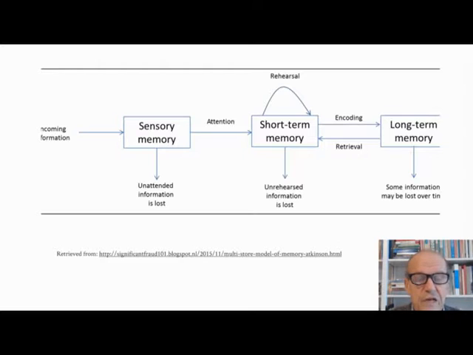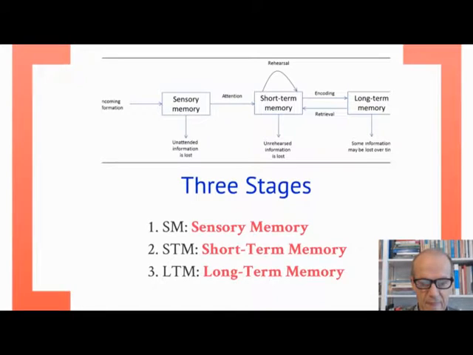Now let's first explore the system and then the processes which are also mentioned here in this picture: attention, rehearsal, encoding, and retrieval. But first, the three stores, the system as such. The three stores are the three stages in which human information is being processed: the sensory memory, short-term memory, STM, and long-term memory, LTM.